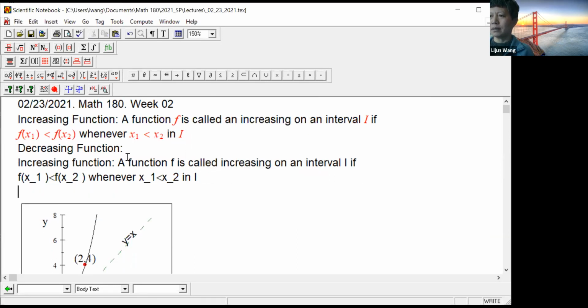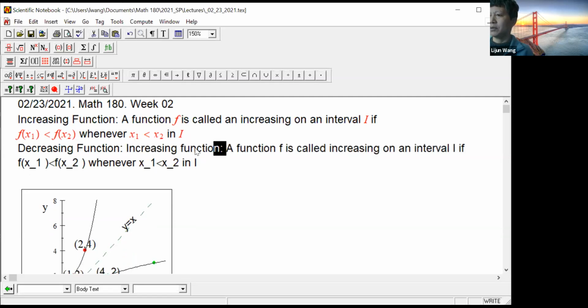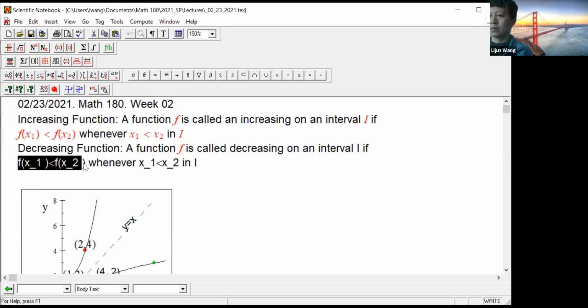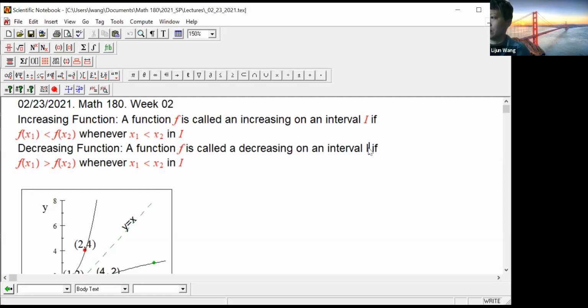Think about what it means. What does it mean? A decreasing function is a function... All right, did you write it down?